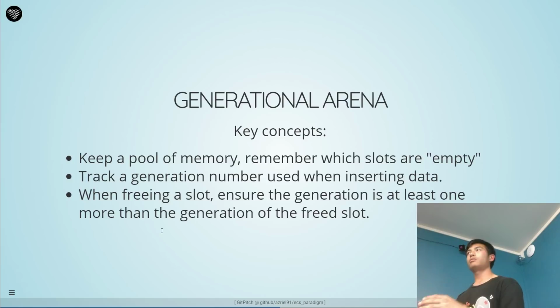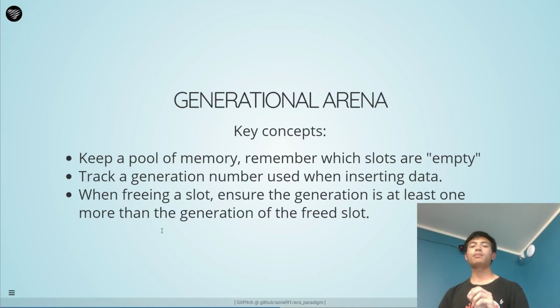In this example, we have a vector, and we remember which slots are empty. So what we're going to do is fill up the entire vector with an enum, and the enum has two variants, free or occupied. The occupied variant will contain data if there is data, and it's also going to hold the generation that the data was inserted with. And the free variant will point to the next free slot. We'll see that as well.